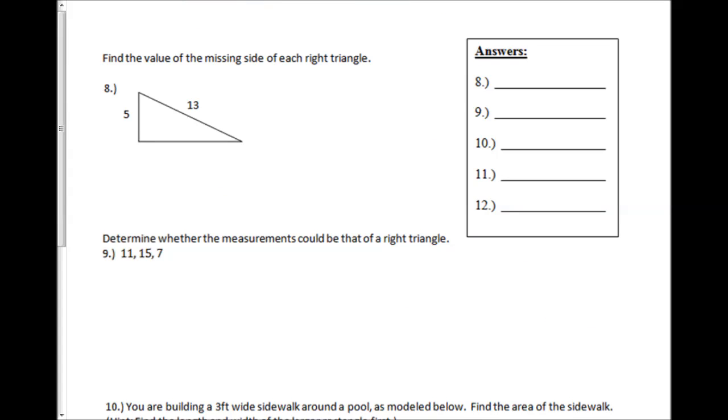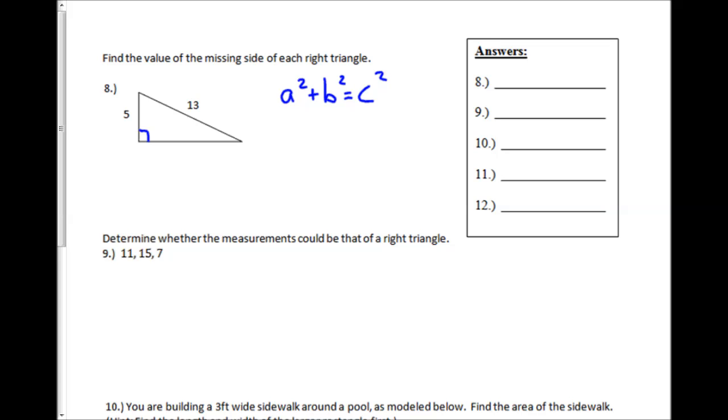Taking a look at the next one, I want to find the missing value for the right triangle, and I'm telling you it's the right triangle, so even though it doesn't have the little box written in there, I still know that this guy is a right triangle because it says so in the directions. So now I want to find the missing side. I have to use my Pythagorean theorem. The a squared plus b squared equals c squared.